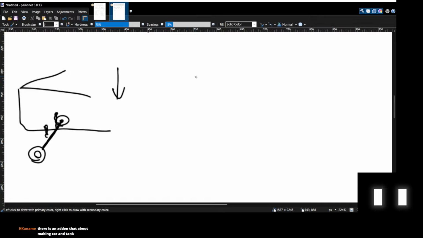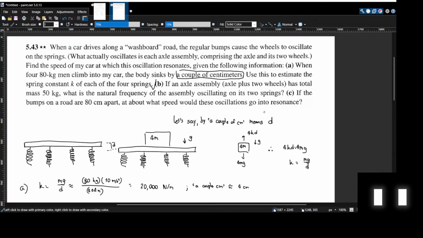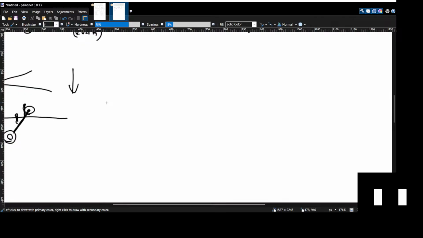So what I'm thinking, I don't really know how it works still. That is how I understand it works. But what does it mean by an axle assembly has total mass of that and has a natural frequency? What is the natural frequency of the assembly oscillating on its two springs? What do you mean by oscillate on its two springs?